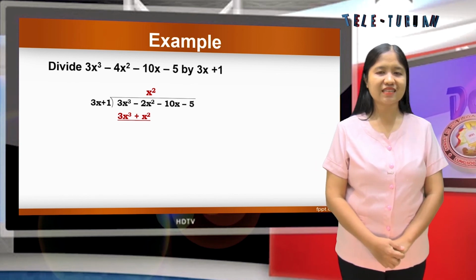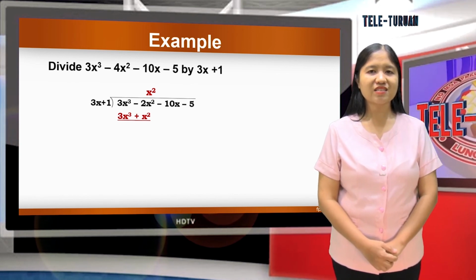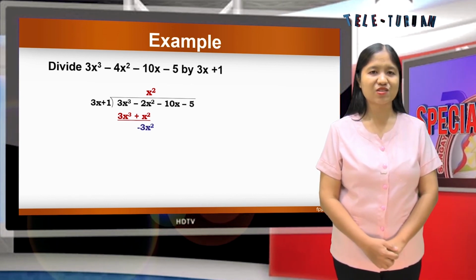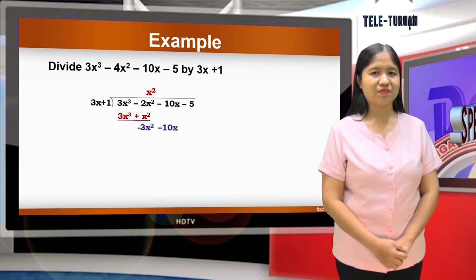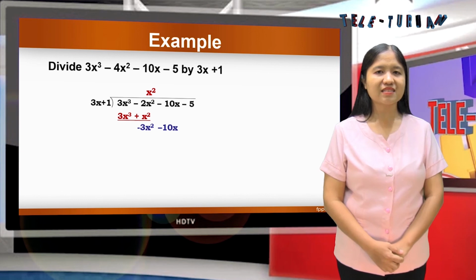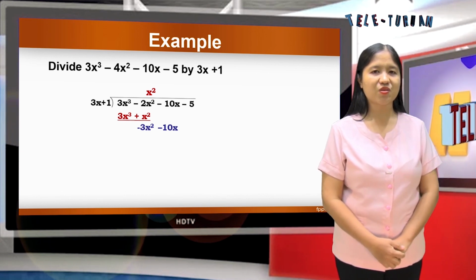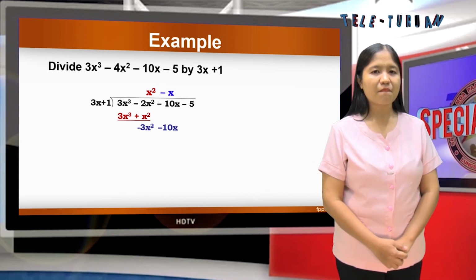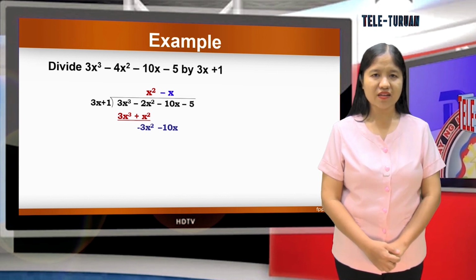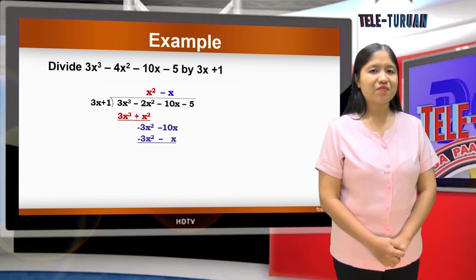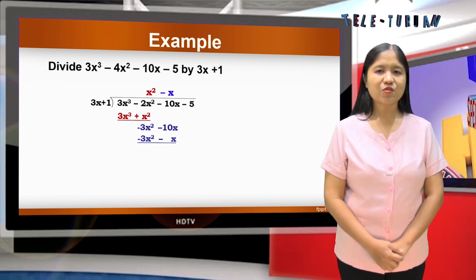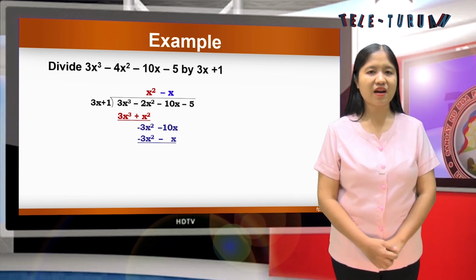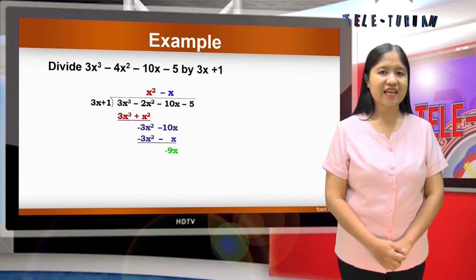Subtract 3x cubed plus x squared from 3x cubed minus 4x squared. The answer is negative 5x squared. Bring down the next term. Then divide negative 5x squared by the first term of the divisor, and the answer is negative x. Then multiply negative x by 3x plus 1. We have negative 3x squared minus x. Subtract negative 3x squared minus x from negative 3x squared minus 10x. The answer is negative 9x.